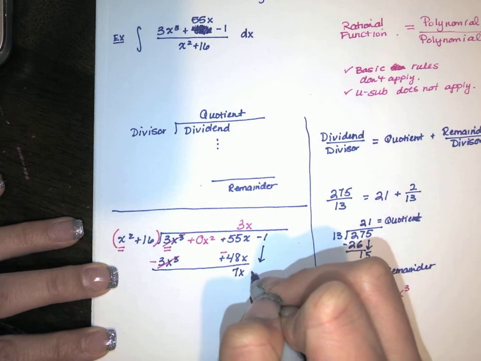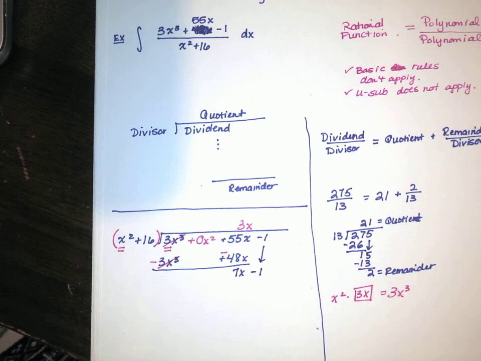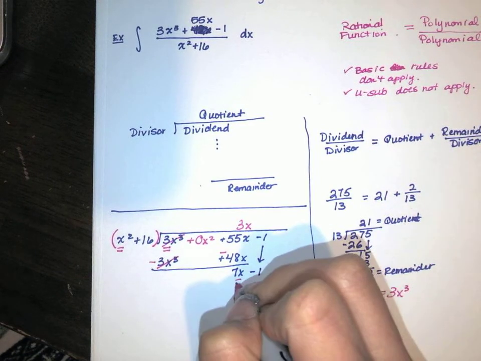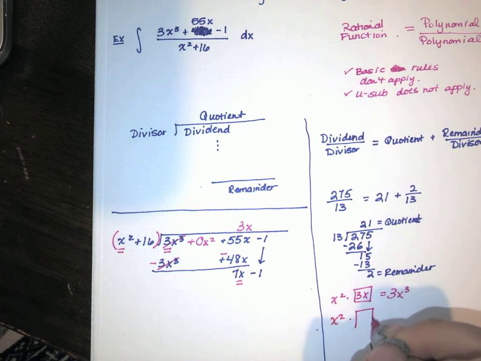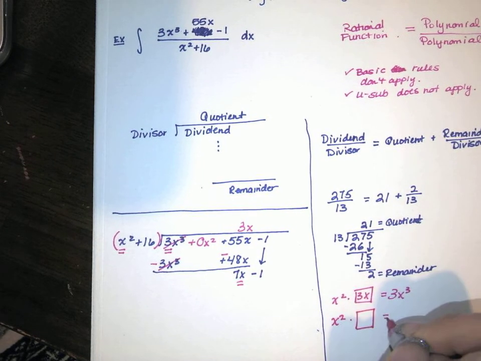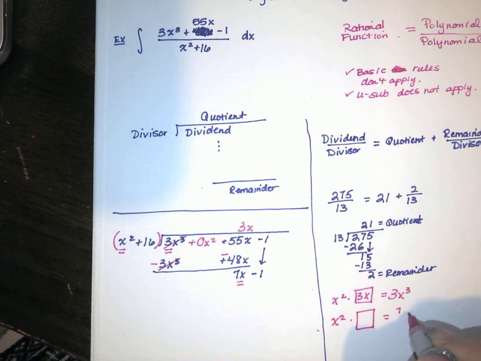Bring down the -1. And then ask yourself, how many times does x squared go into 7x? You might say it doesn't. Like, yes and no. Another way to think about it is x squared times what will give you 7x?